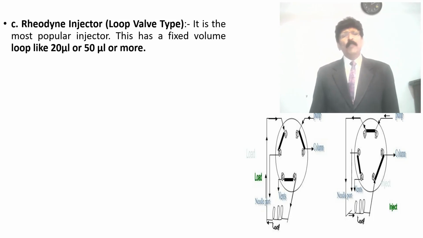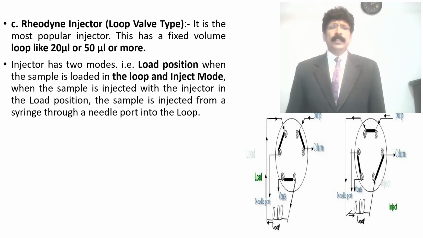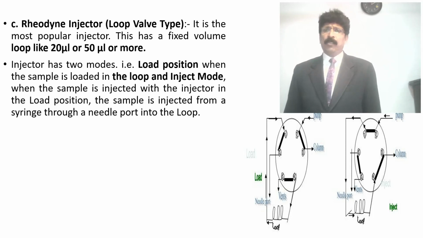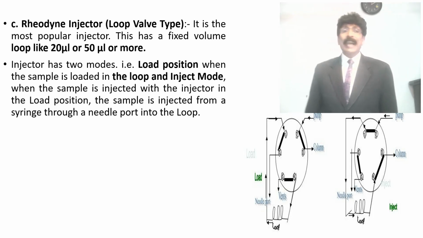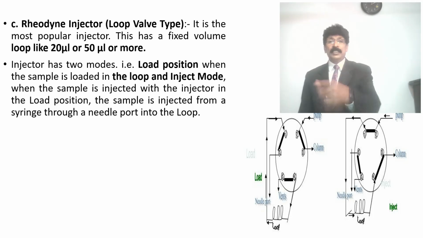It is the most popular injector. This has a fixed volume loop with 20 microliters, 50 microliters or more. Even less is nowadays available for minute quantity separations, in ultra quantity separations. The injector has two modes. As in the picture, in load position, the column is not connected with the loop. But in inject mode, when you turn it, the loop will be connected with the column. You can see the picture very clearly.